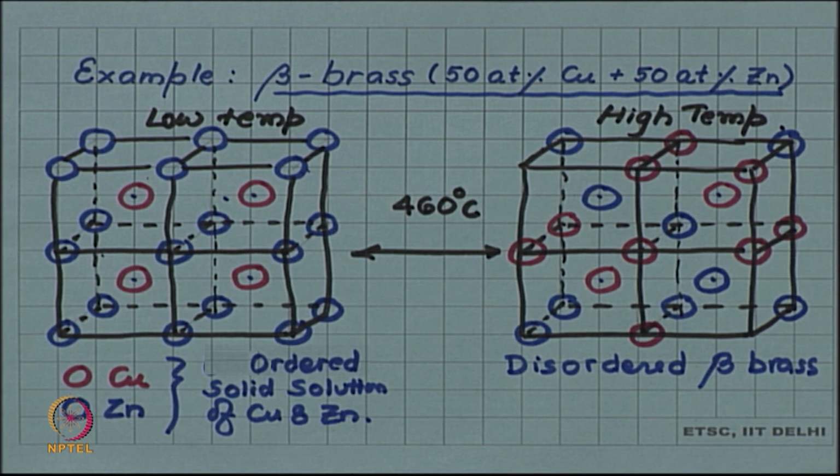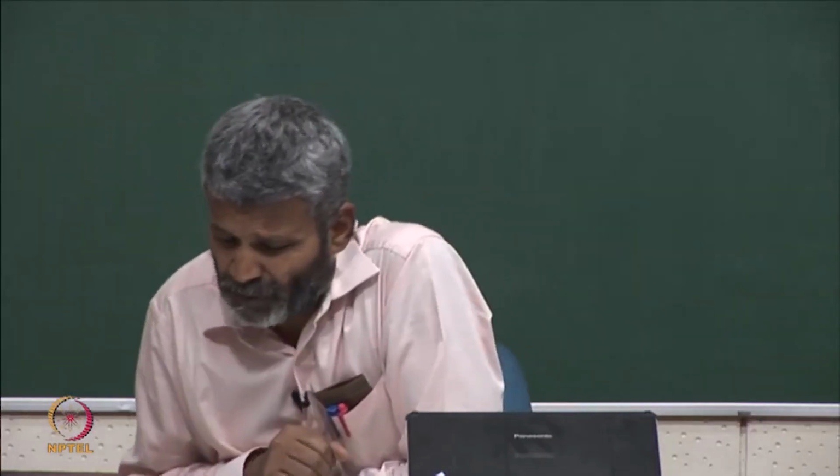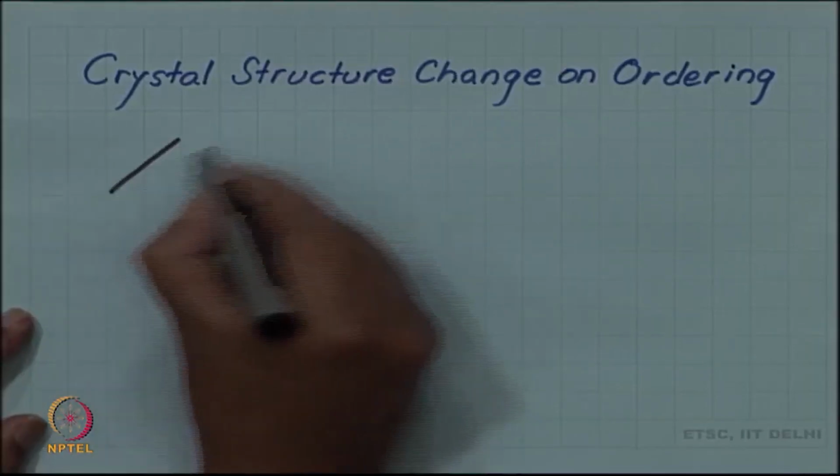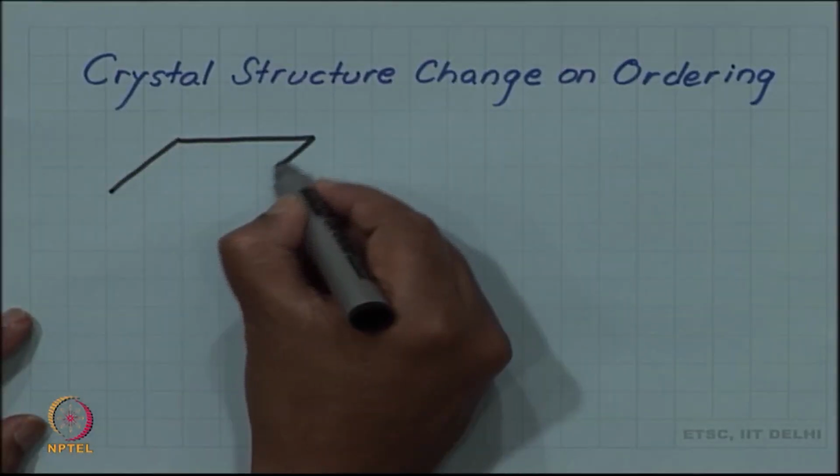Now, I already called the ordered version a superlattice. This has a reason, because there is a subtle crystal structure change when ordering happens, and let us look at that. So, again I draw, this time I draw only one unit cell.